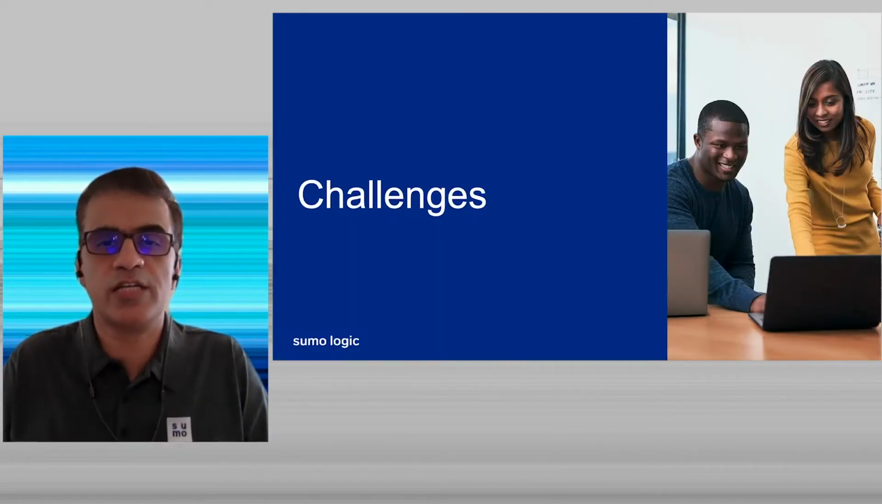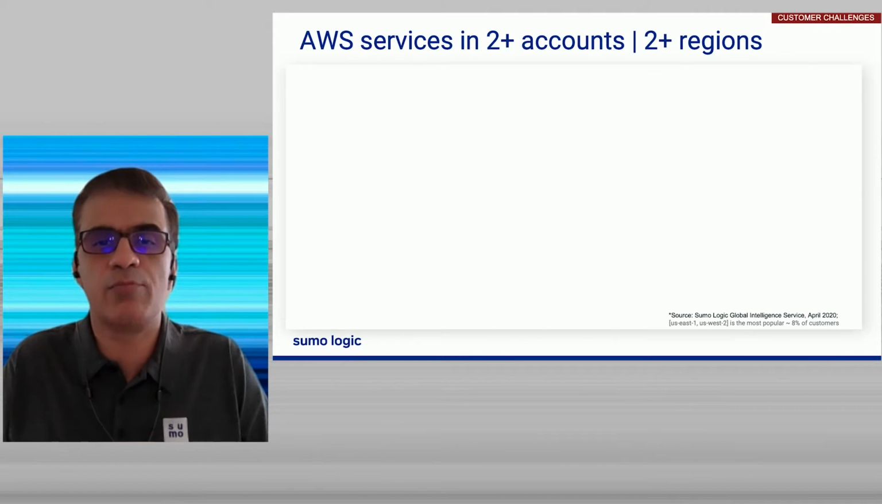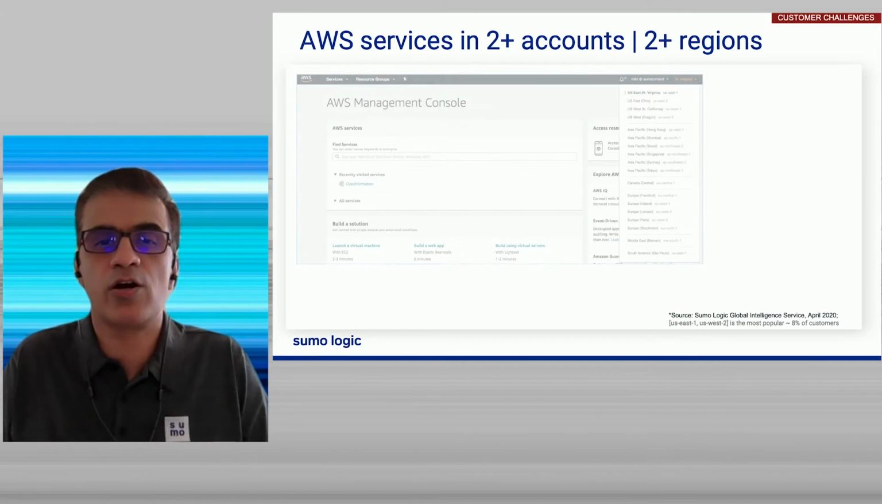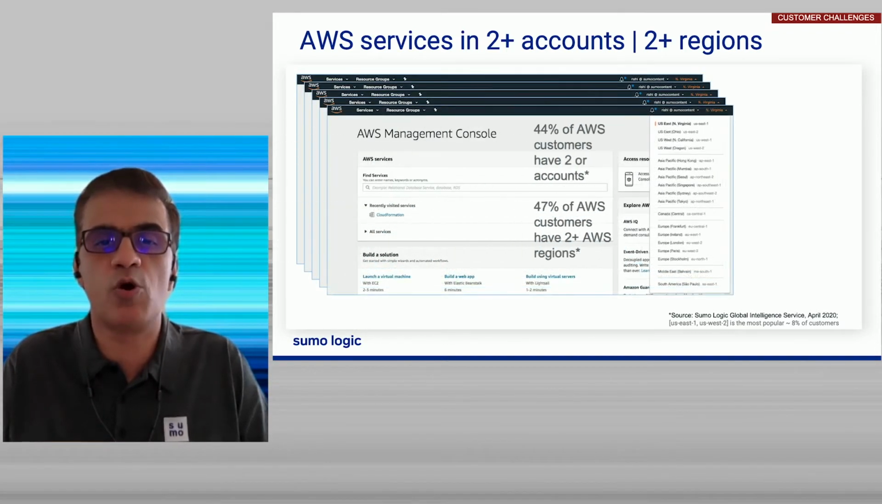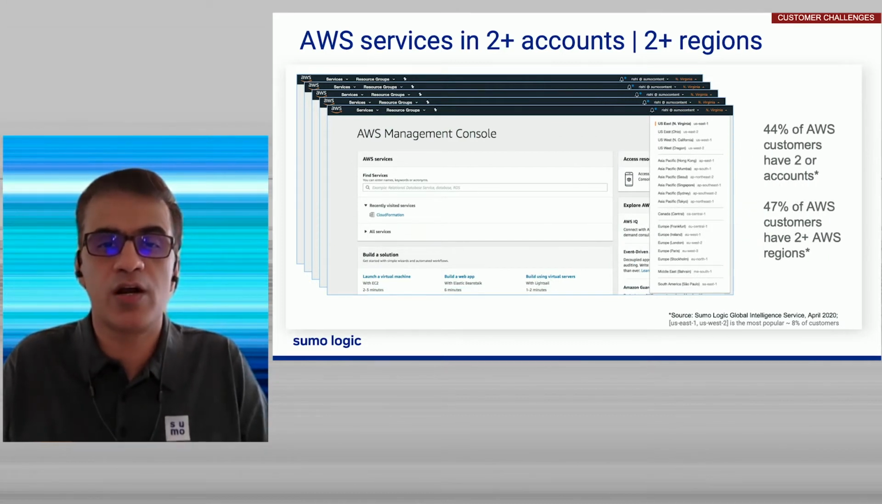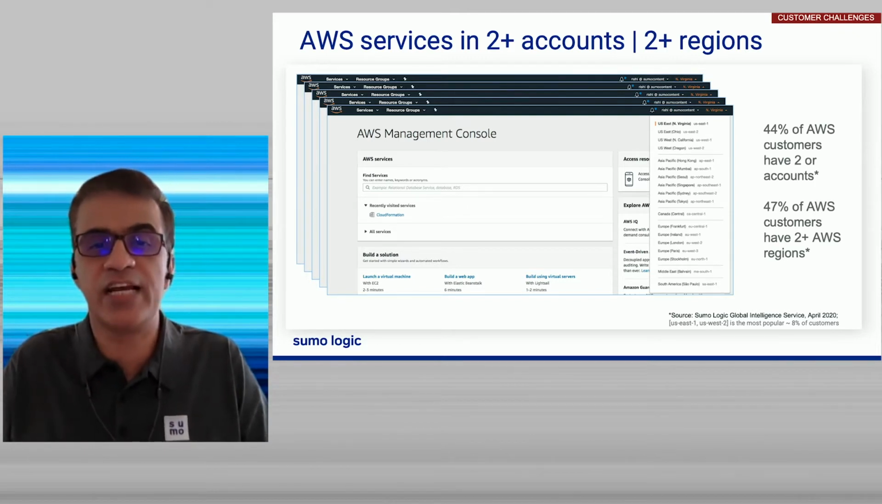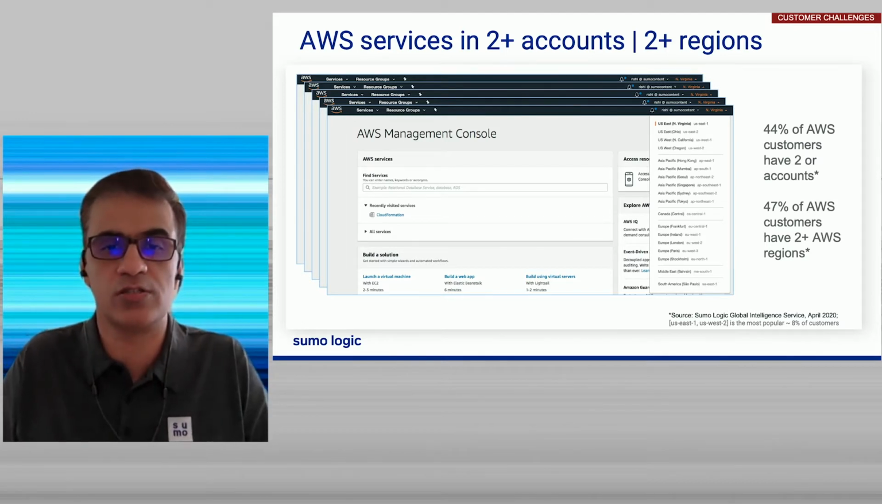So before we jump into the details of our new AWS Observability solution, I wanted to highlight how our customers are running their applications in AWS and the challenges they're running into. AWS encourages the use of separate AWS accounts for cost management, security, and administrative purposes. Across our customer base, close to half our customers are using 2 or more AWS accounts. Furthermore, close to half our customers tend to run their applications in multiple AWS regions to better serve their end users or customers in those geolocations.